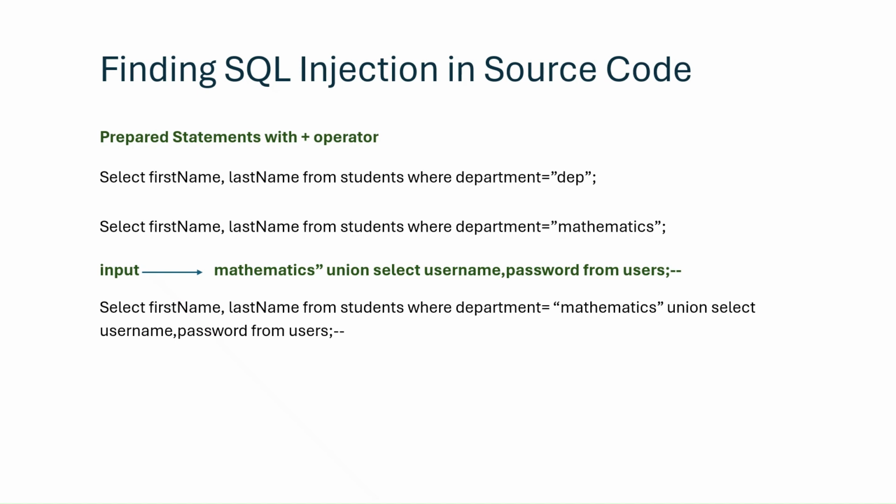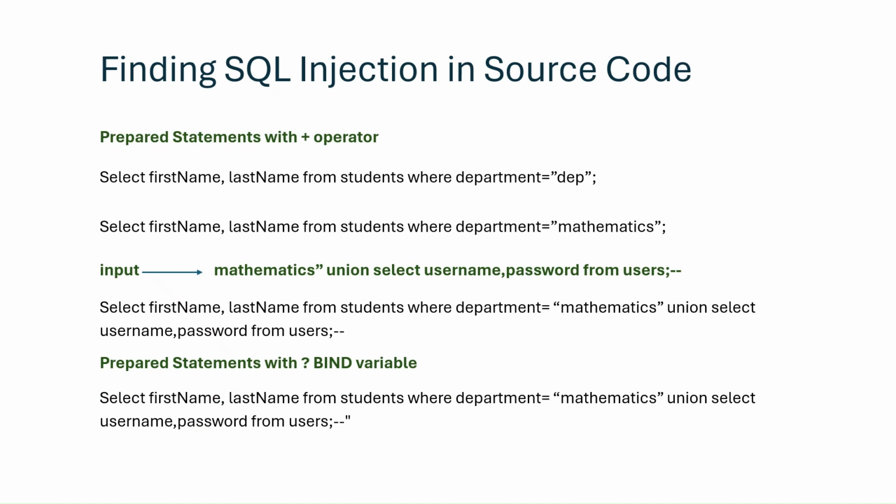Now, instead of just using prepared statements with the plus operator, if you use parameterized queries in your prepared statement with a bind variable using a question mark, the entire value the attacker supplies, the entire phrase, the entire query with the additional union operator and additional query, will be considered text and will be enclosed in quotes. So your query will now look like: select first name, comma, last name from students where department is equal to mathematics, enclosed in quotes, union select username comma password from users semicolon double hyphen, with an ending quote which tells the database engine that the entire value, starting from mathematics to the double hyphen at the end, should be considered a text value and should not be considered a SQL command regardless of what is in the input value.